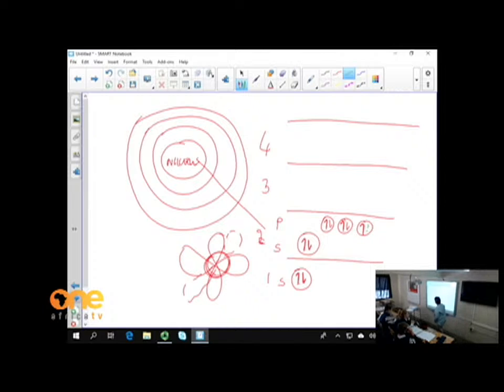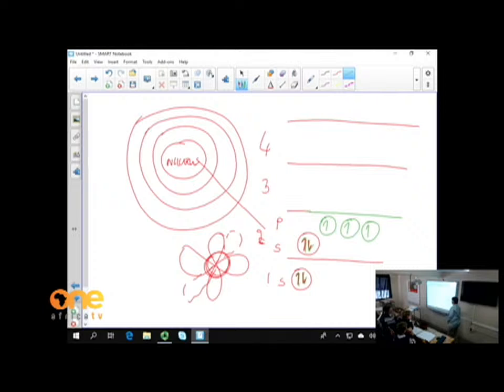If I had a look at something like nitrogen, nitrogen has 7 electrons. 1, 2, 3, 4, 5, 6, 7. How many bonding places does nitrogen have? 3. Do you understand? All right.